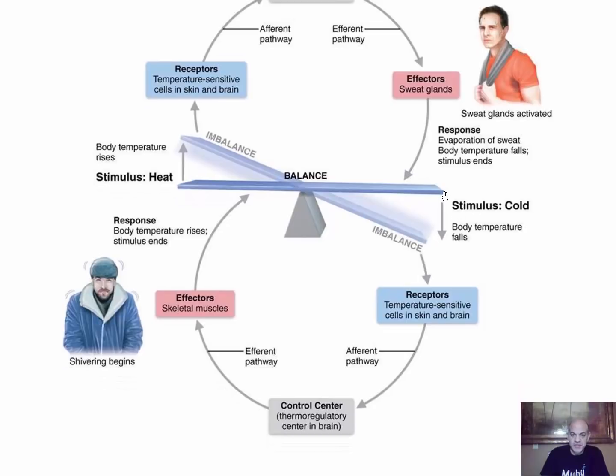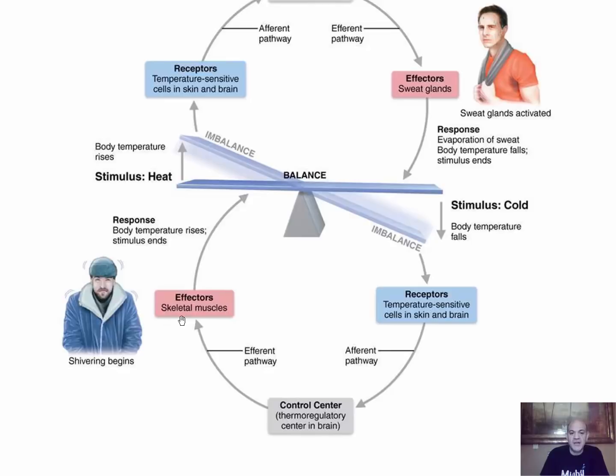Now for being cold. If your body becomes too cold and you lose too much heat, your body temperature drops. Again, the receptors are going to sense this in the skin and in the brain. And they're going to send information by way of an afferent pathway to the thermoregulatory center in the brain. The brain makes some decisions about what to do about the information and then sends information out the efferent pathway to effectors. In this case, the effectors that are going to help bring your body temperature back up are skeletal muscles. So you begin to shiver unconsciously. Your muscles begin to contract rapidly, and those contracting muscles create heat, and that helps bring your body temperature back up, and then we're back at balance.